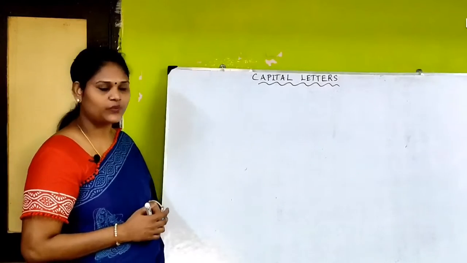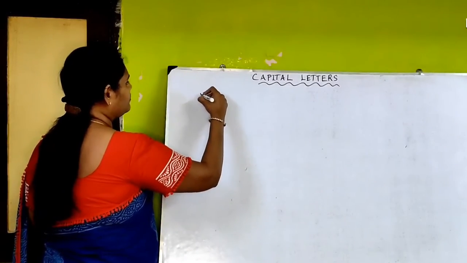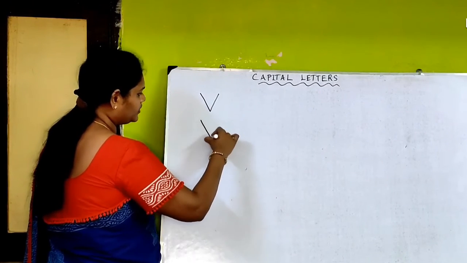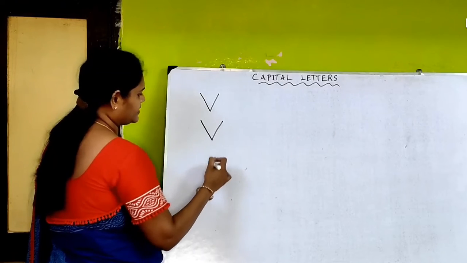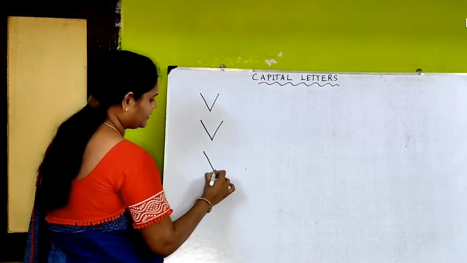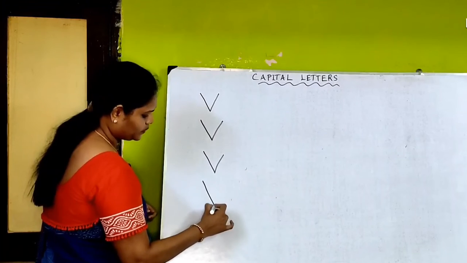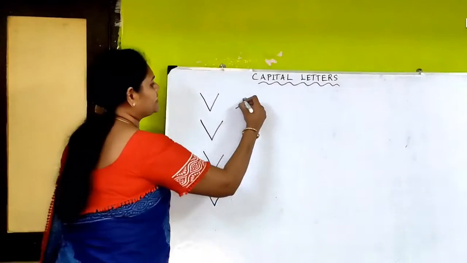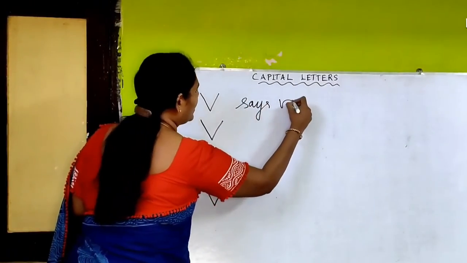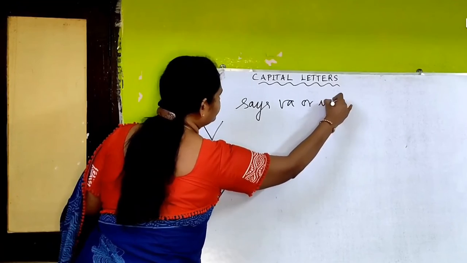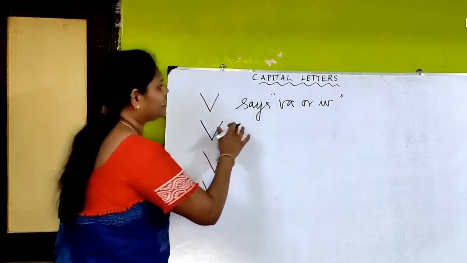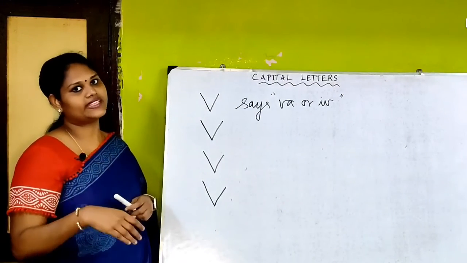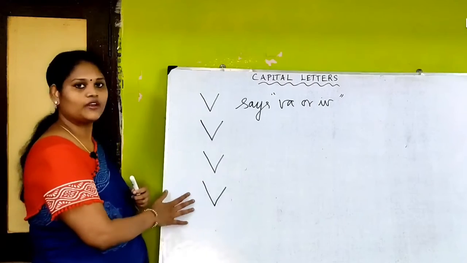Next letter is the capital V. Up to down and down to up lines. Again, up to down and down to up lines. This is capital V. Capital V says va or iv. This is the phonic sound for the letter V. Va or iv. Iv is the ending sound and va is the starting sound of the letter V.